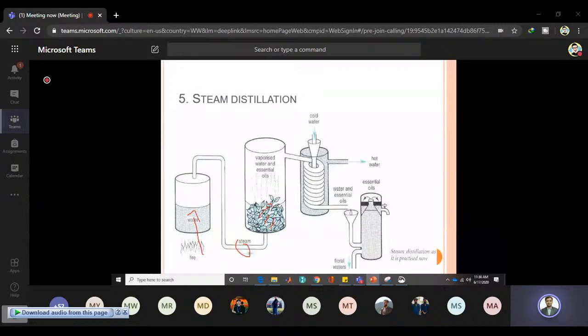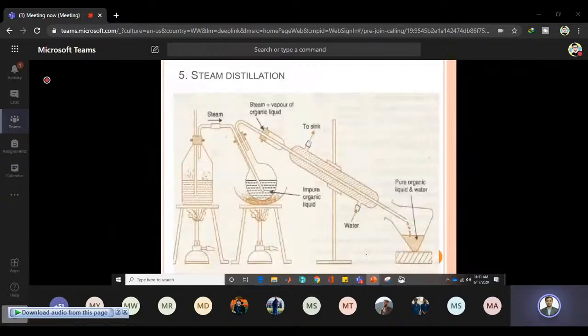Now you will have a condenser where you are going to get these two things, water and essential oil, in hot water, definitely. Then the essential oils can be taken in any vessel that you have. So this is a basic, simple example of steam distillation, and this is another piece of equipment.